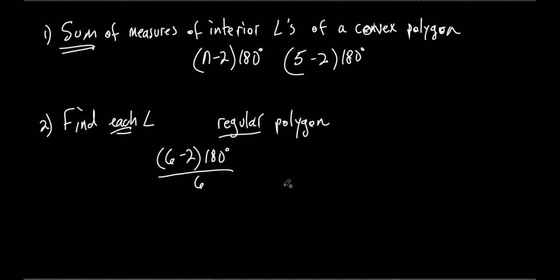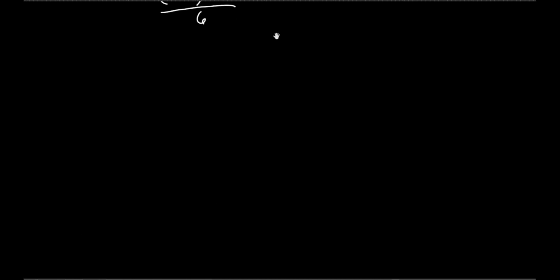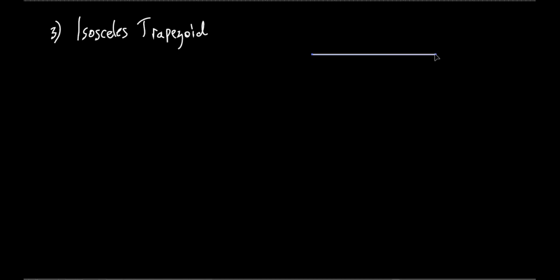Everybody got it? All right, so number 3 deals with an isosceles trapezoid. Well, let's draw it so we know what it looks like, and let's talk about it. So an isosceles trapezoid looks something like this. I'm trying to get it as close as I can. It's pretty close.